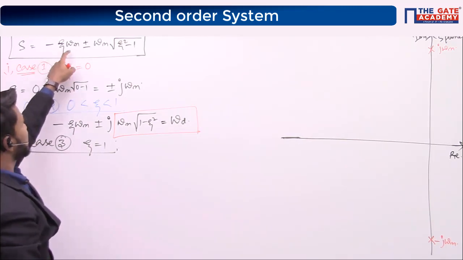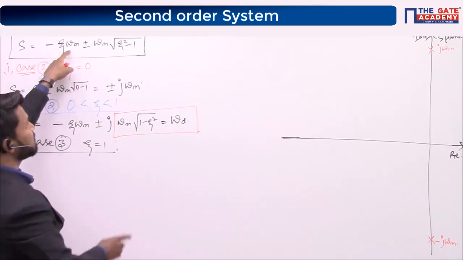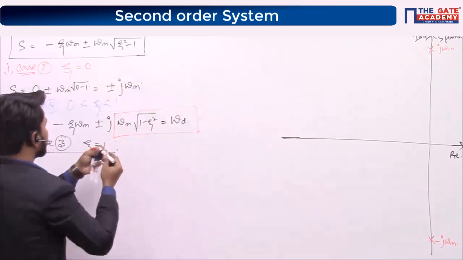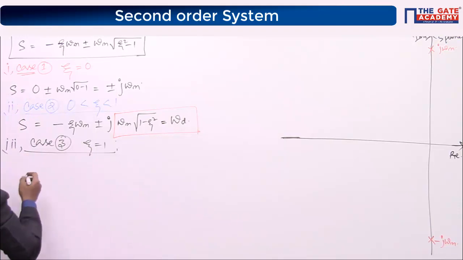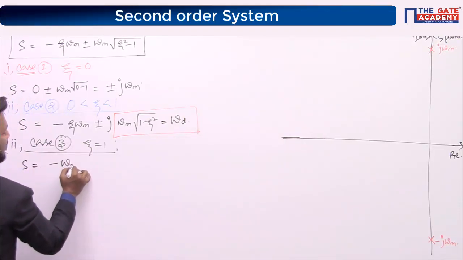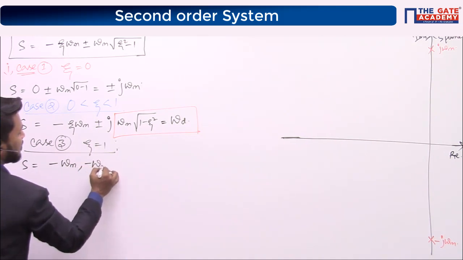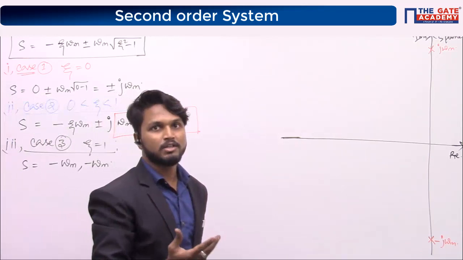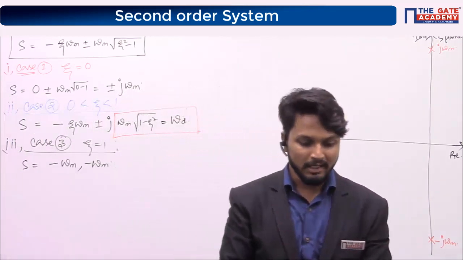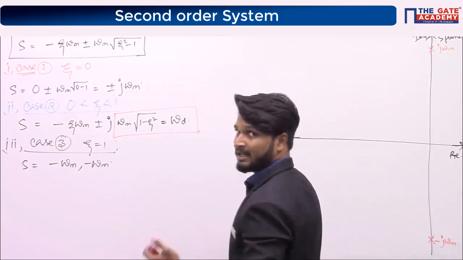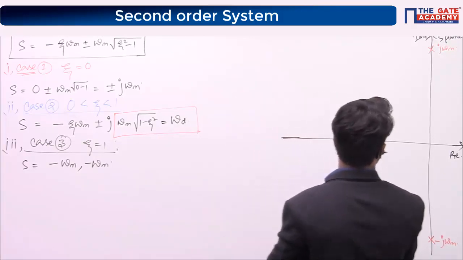When zeta is exactly equal to 1, this is minus omega n, whereas this part will be equal to 0. 1 square minus 1 square, it is 0. Therefore, the roots are s is equal to minus omega n and minus omega n, right? The roots are repetitive in nature as well as real, right? Real and repeated roots you will have, right?